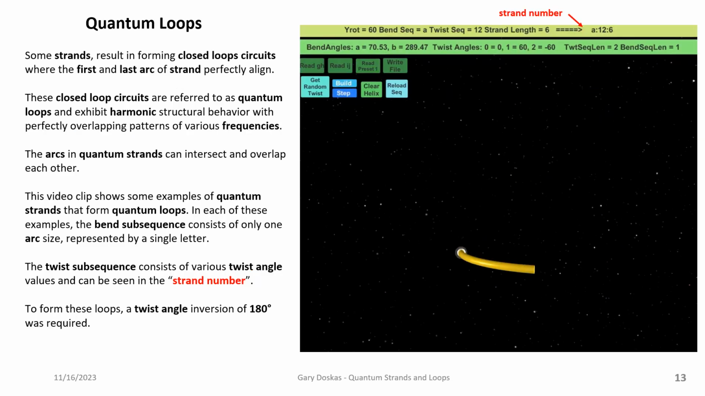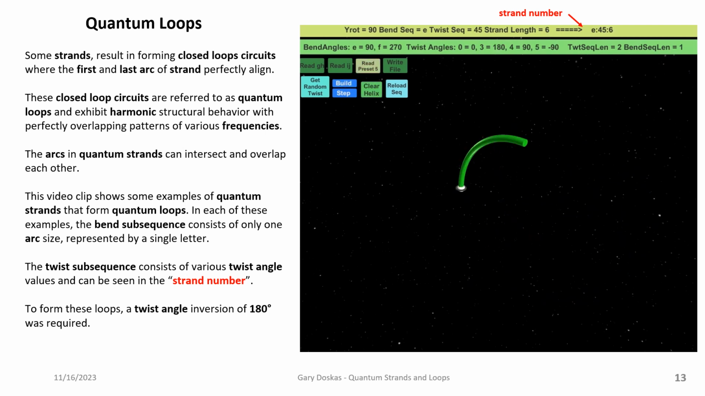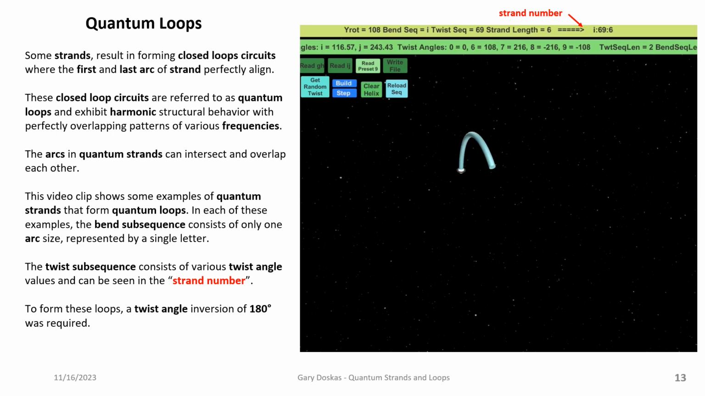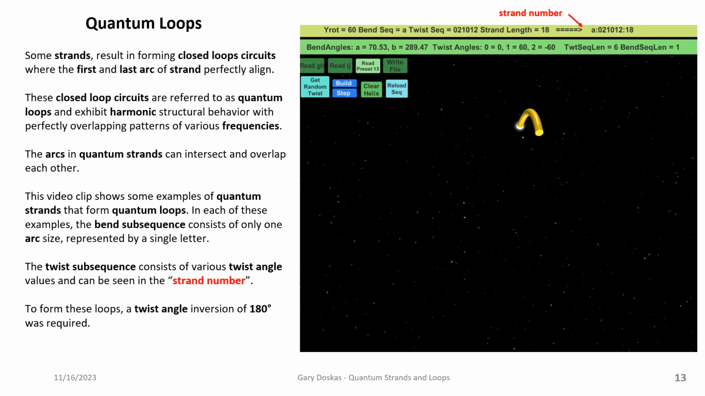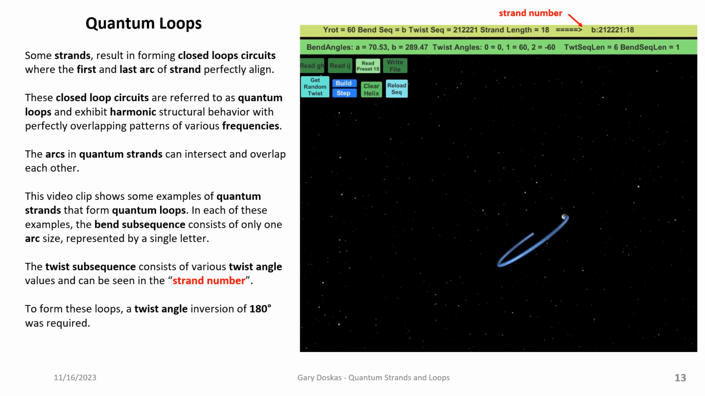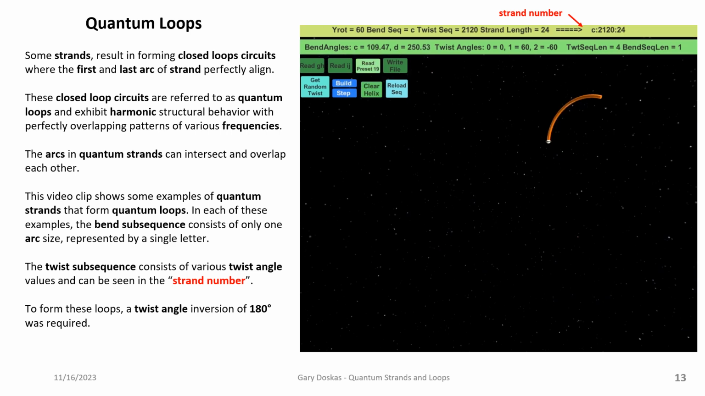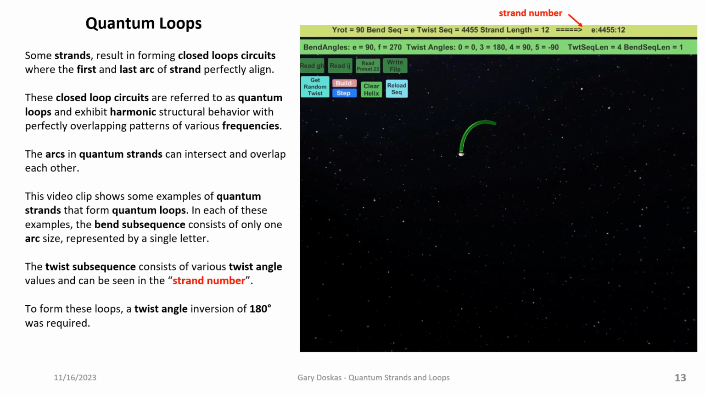Quantum loops. Some strands result in forming closed loop circuits where the first and last arc of the strand perfectly align. These closed loop circuits are referred to as quantum loops and exhibit harmonic structural behavior with perfectly overlapping patterns of various frequencies. The arcs in the quantum strands can intersect and overlap with each other.